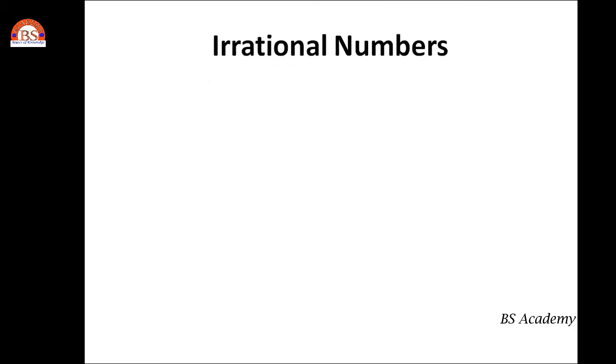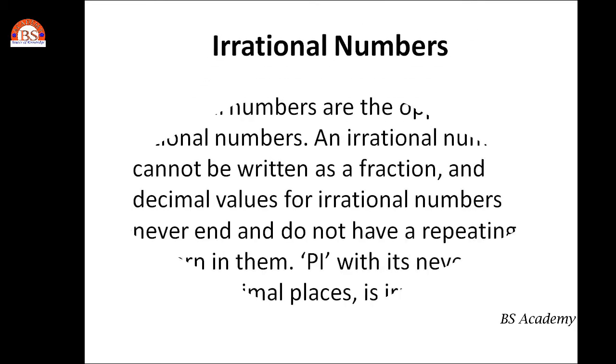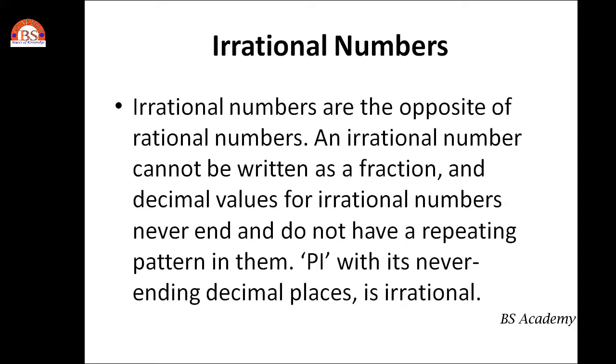And the next comes irrational numbers. Irrational numbers are the opposite of rational numbers. An irrational number cannot be written as a fraction, and decimal values for irrational numbers never end and do not have a repeating pattern in them. Pi, with its never-ending decimal places, is irrational. For example, root 7, root 5, 2 plus root 2 and pi, etc.